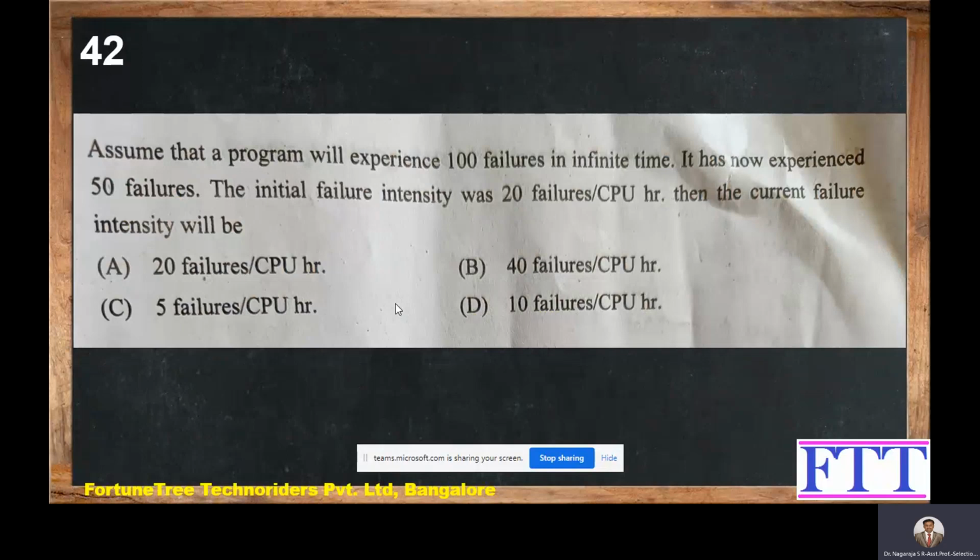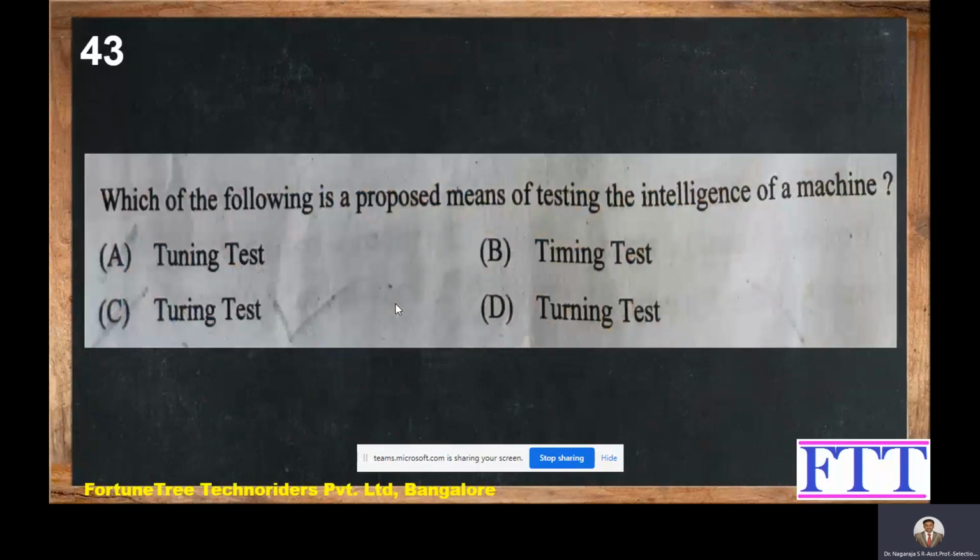The initial failure intensity was 20 failures per CPU hour. Then the current failure intensity will be option A, 20 failures per CPU hour, option B, 40 failures per CPU hour, option C, 5 failures per CPU hour, option D, 10 failures per CPU hour. So the right option is 10 failures per CPU hour. So we move to the 43rd question.